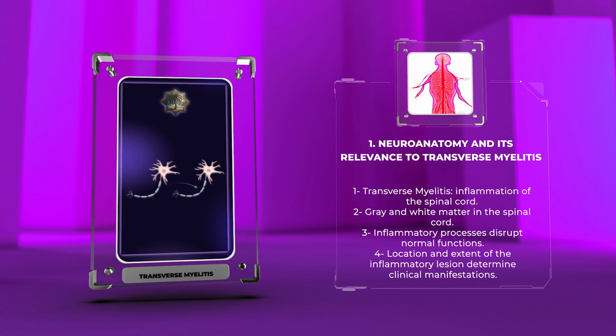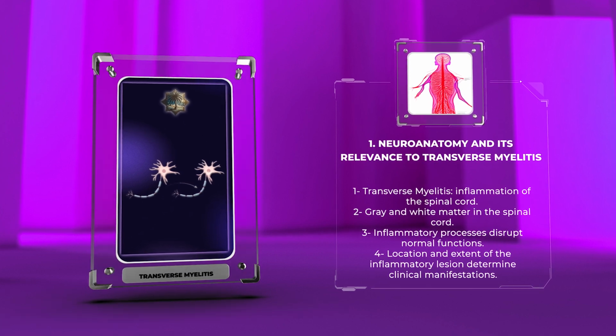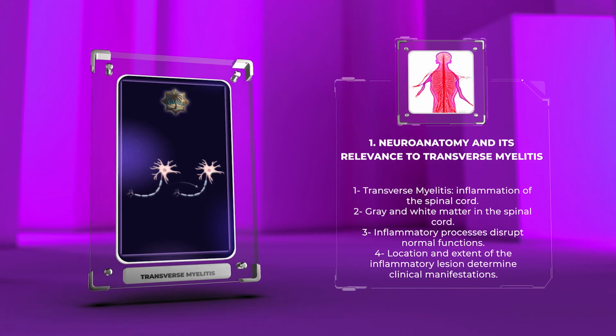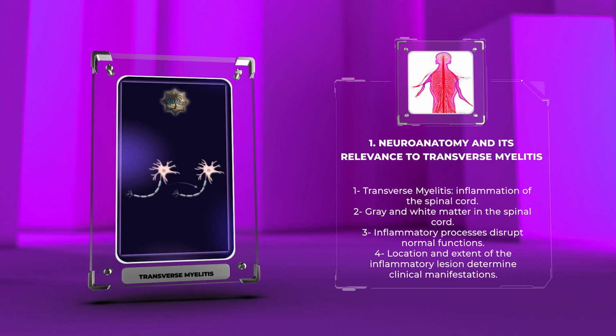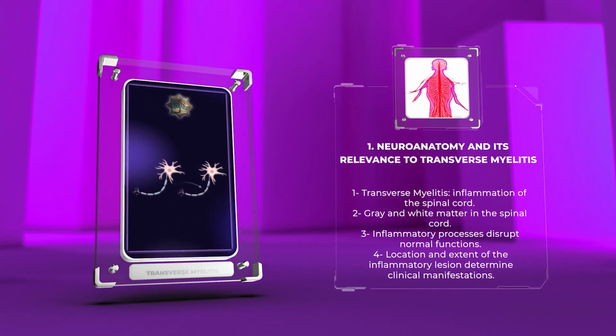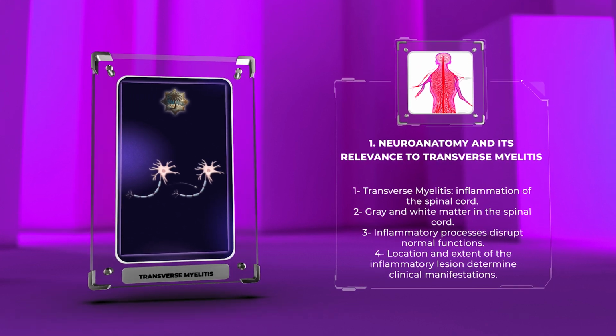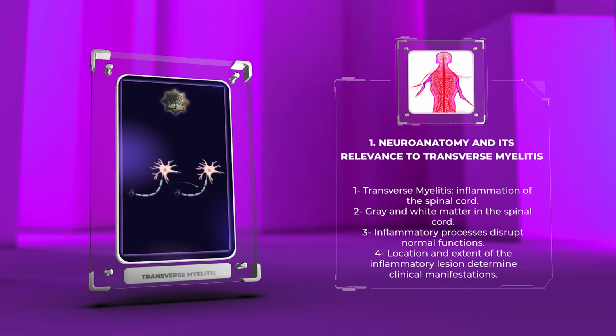In transverse myelitis, inflammatory processes disrupt the normal functions of these structures, leading to various symptoms and deficits. The location and extent of the inflammatory lesion within the spinal cord determine the clinical manifestations experienced by affected individuals. Therefore, a thorough knowledge of neuroanatomy is indispensable in assessing and managing transverse myelitis cases effectively.